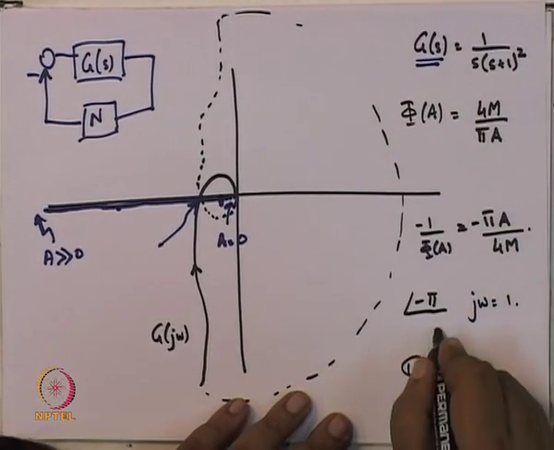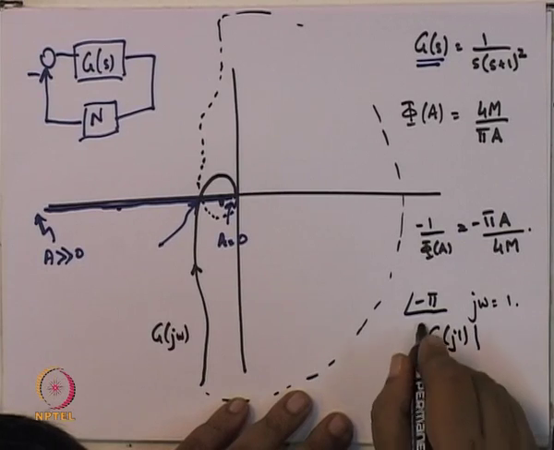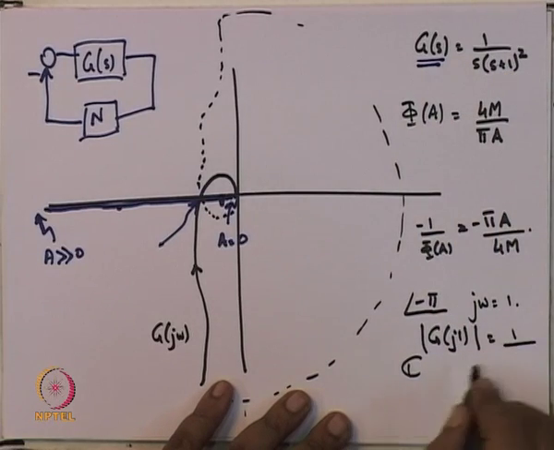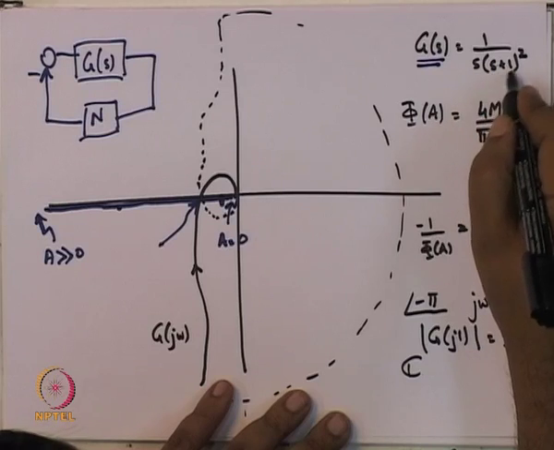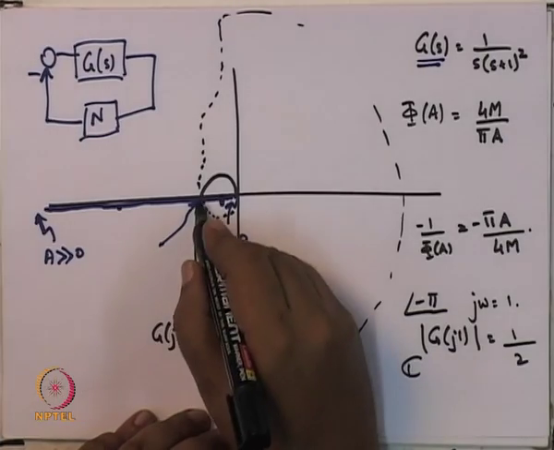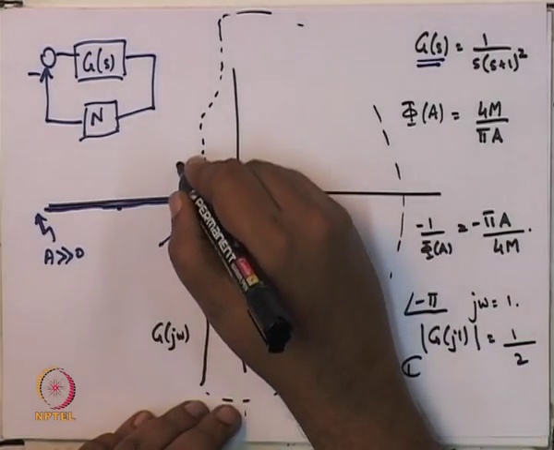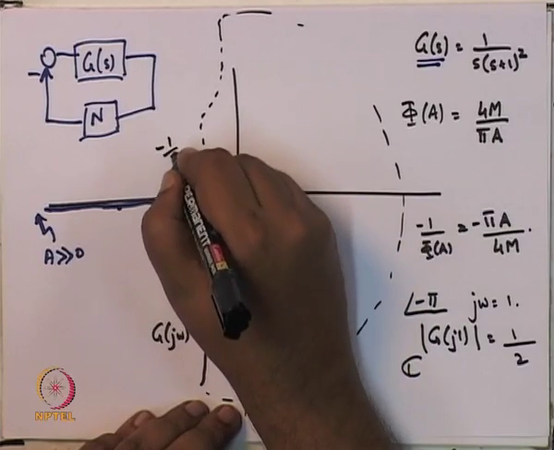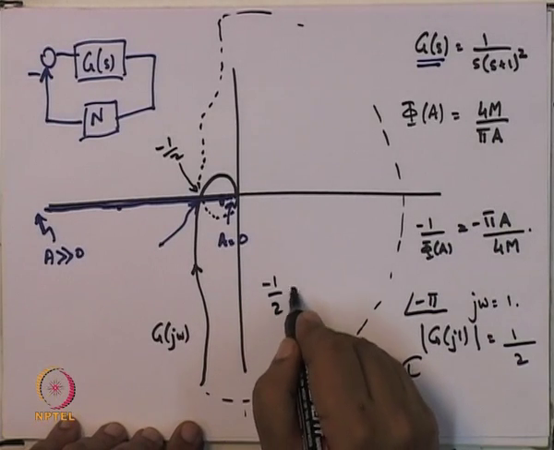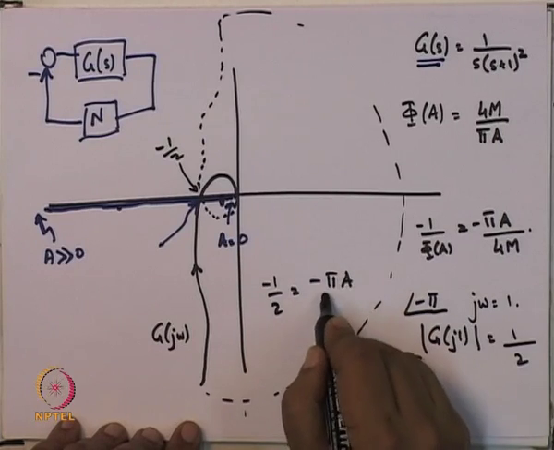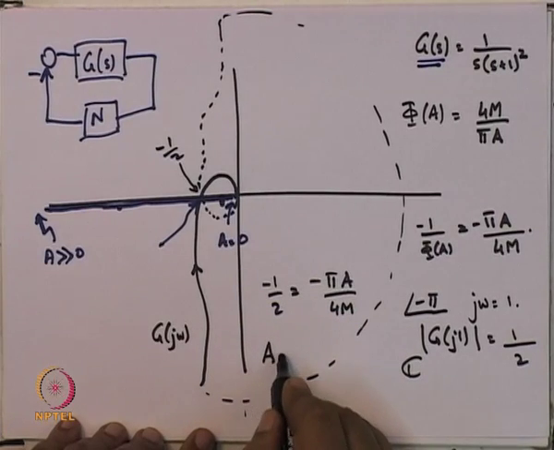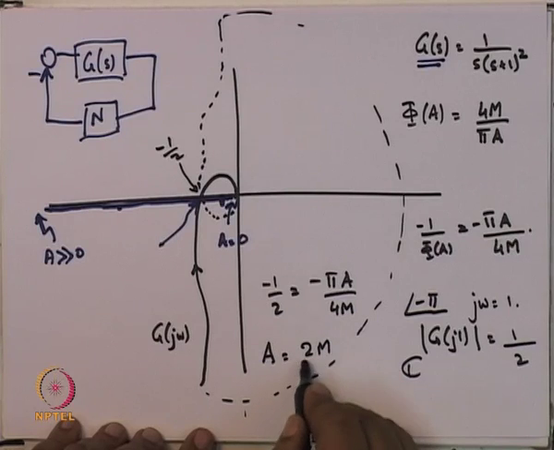And of course, G of j1, the magnitude at that point, is going to be 1 upon the square root of 1 plus 1, but then squared, which is half. So this point here is minus half. And so minus half is equal to minus pi A by 4m. And therefore, equating this, we can say A is equal to 2m by pi.